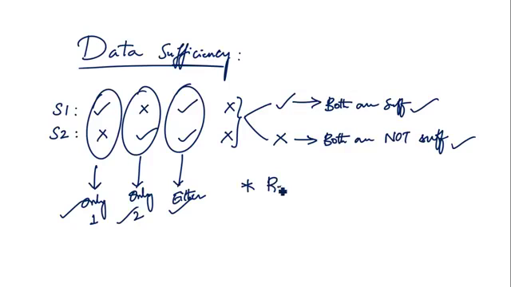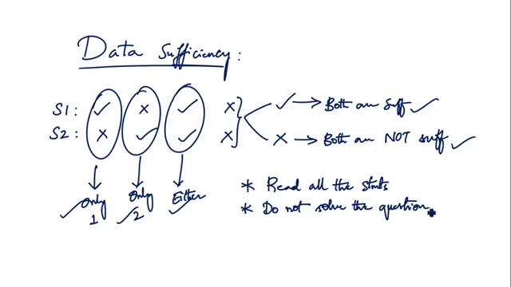Read all the statements before you mark the answer. Read all the statements before you mark the answer. Another important rule is do not solve the question for final answer. You getting it? Like, don't solve for area of the rectangle. Just check the sufficiency. You just have to check the sufficiency of the given data.